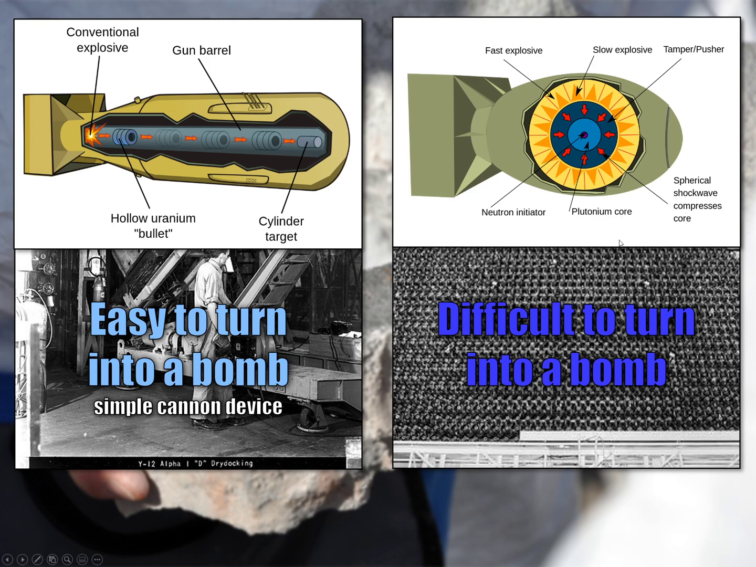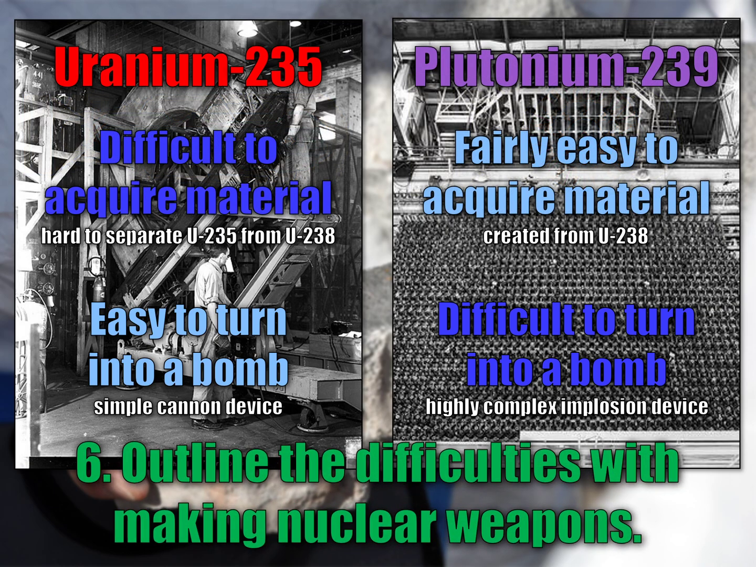This is a really difficult process to do. It's highly complex, and there's a lot that can go wrong. If your measurements are just slightly off, this thing will just completely fail, and it'll be a dud. So whichever way you go, you're going to have difficulties. With uranium, the difficulty is in acquiring the material, whereas with plutonium, the difficulty is in actually constructing the bomb.